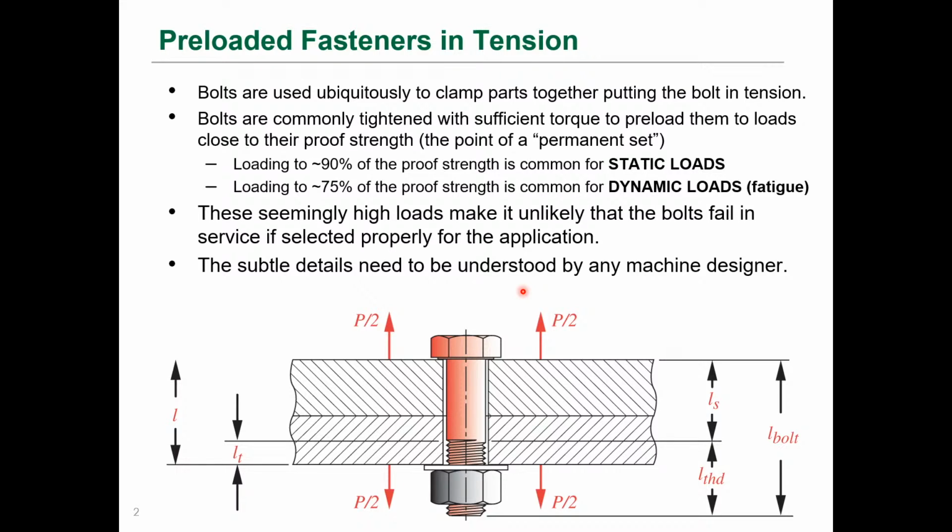Okay, and so each type of bolt has its own proof strength, and they're rated, so you can look them up on the bolt that you get. It'll have an associated proof strength, and the recommendation is to preload the bolt when you install it to 90% of its proof strength, and we'll get into the reasons for doing that. And that's for static loads. And then it's recommended to load it to about 75% of its proof strength for dynamic loads, for fatigue.